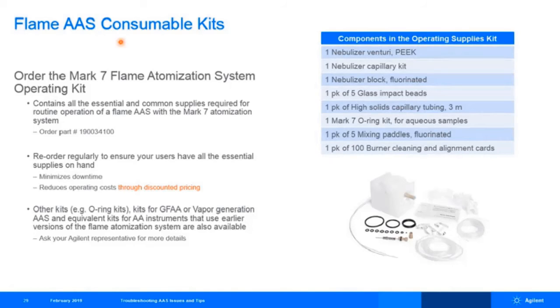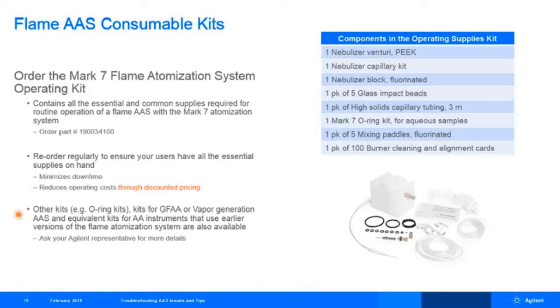Agilent does also offer a range of consumable kits, as we call them, operating supplies kits that bundle all of the supplies you may potentially need into a single part number. So for the flame atomic absorption, we have a Mark 7 flame atomization system operating kit, which gives you all of the key supplies that you need to support operation of a flame atomic absorption system that has the Mark 7 atomization system fitted. So it's a convenient way that you can make sure you've got all the essential supplies on hand.